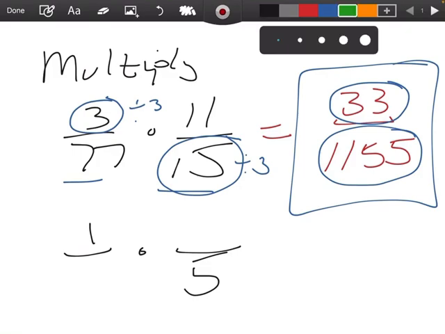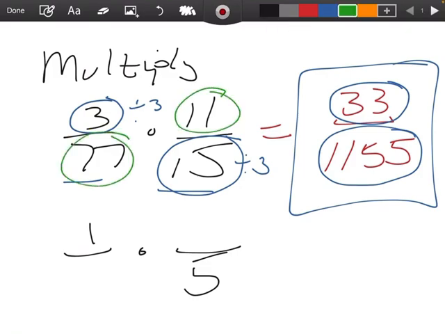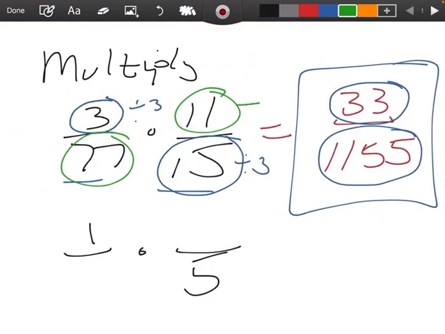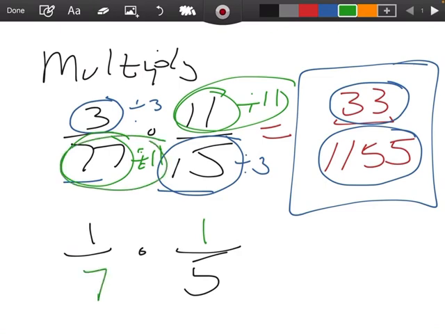I'm going to do the same thing here. I'm going to look at 77, and I'm going to look at 11. Okay, so right here, I see 11, and I see 77, and they're in the 11 column. So 11 goes into 11 once, and it goes into 77 7 times, okay? So I'm dividing both of these here by 11. And now all I'm going to do is multiply straight across. So 1 times 1 is 1, and 7 times 5 is 35, okay?